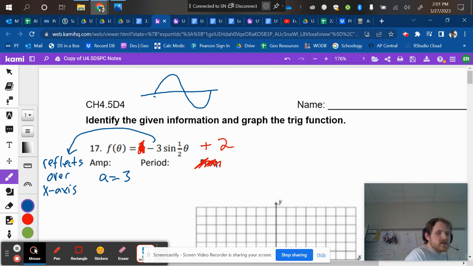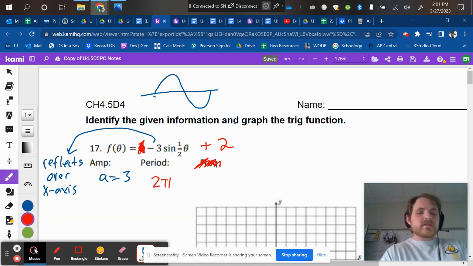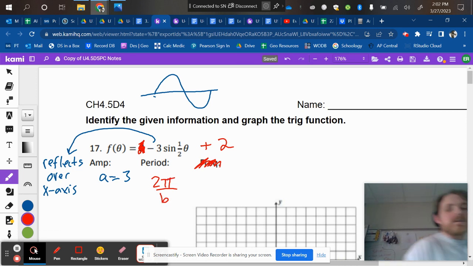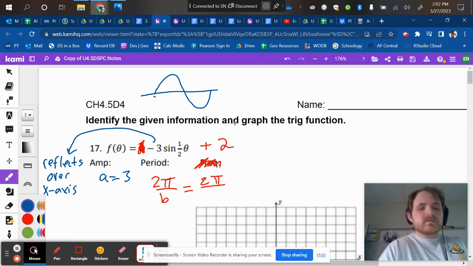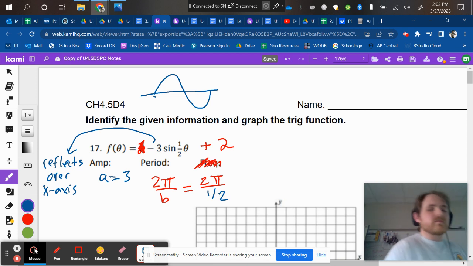Now, the period length, a lot of people want to jump just to a half. But remember, the equation of a period is 2 pi over b. 2 pi over b is the equation of the period. The b value itself is a half. So that's what replaces the b. Again, we don't know how long this period is yet. All we know is that the b value is a half.